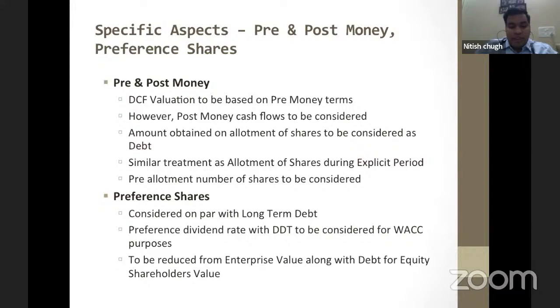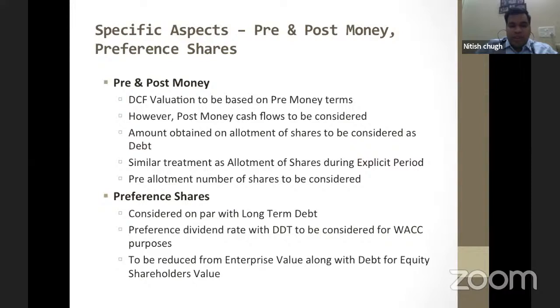As far as preference shares are concerned, preference shares are treated on par with long-term debt. Preference dividend along with dividend distribution tax, if any. Now, as per the amendment in the last budget, DDT has been removed. Preference dividend rate will be considered for weighted average cost of capital, net of tax. No, not net of tax, because this is not a deductible expense. So whatever is the amount as of today, it will be reduced from enterprise value along with debt for equity shareholder value. For calculating the equity shareholder value, it will be treated on par with debt.